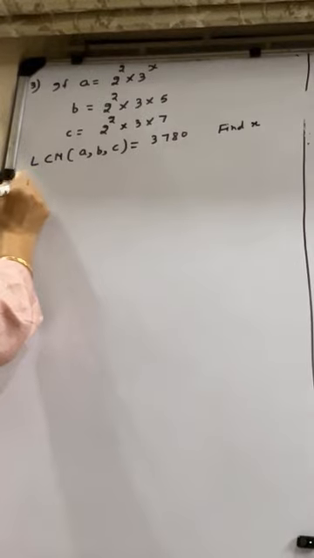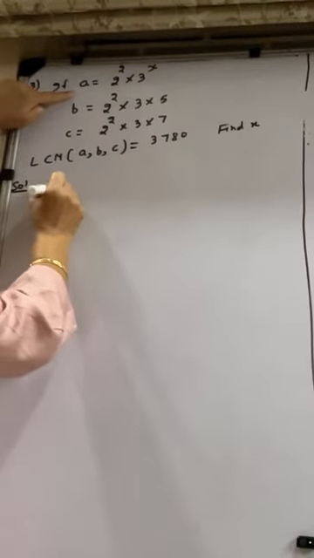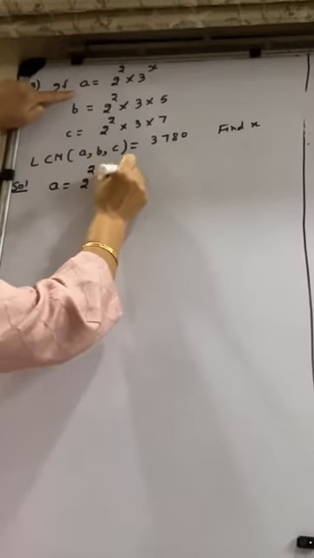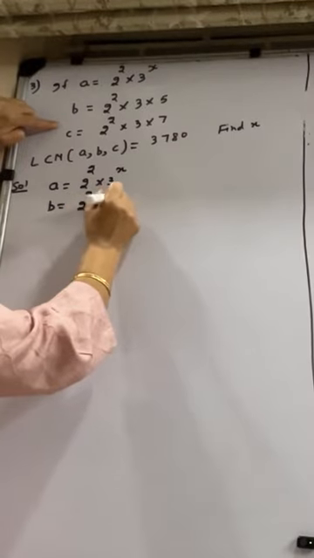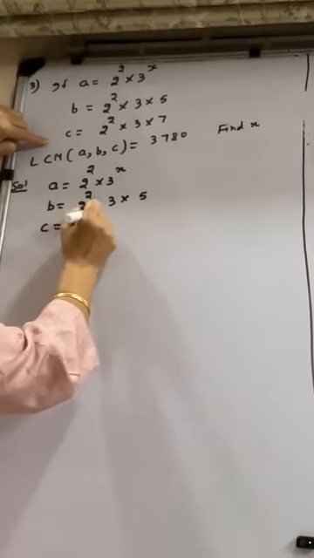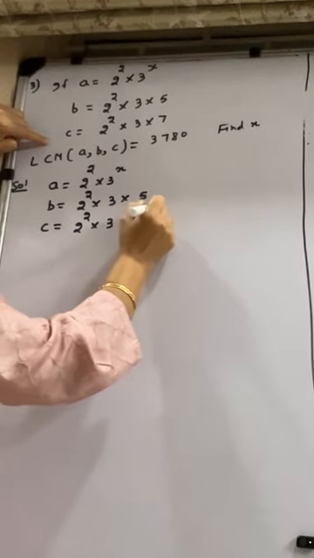Look at question number 3. The question is, A is given as 2 square into 3 to the power x. B is given as 2 square into 3 into 5. And C is given as 2 square into 3. It does not have 5.